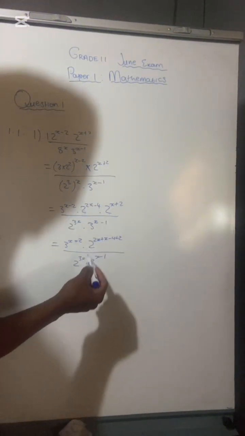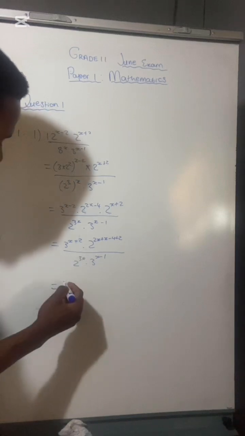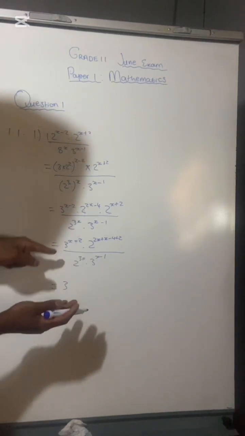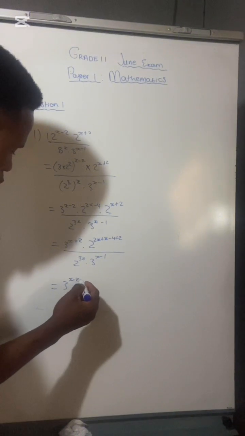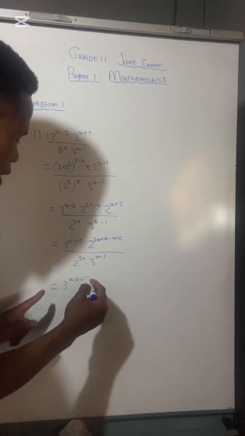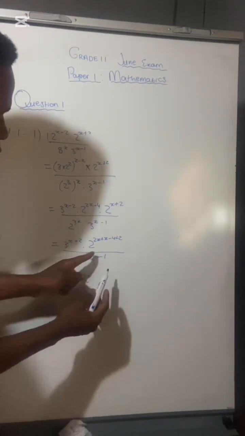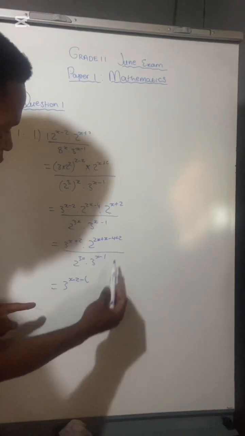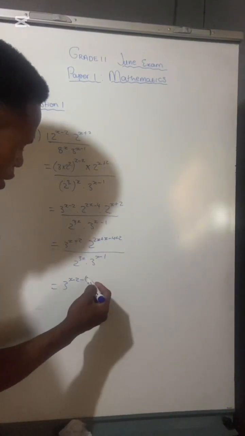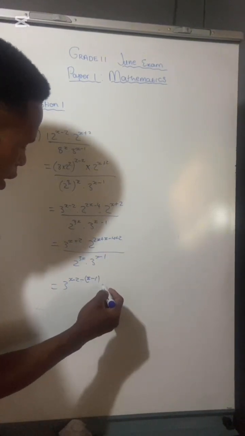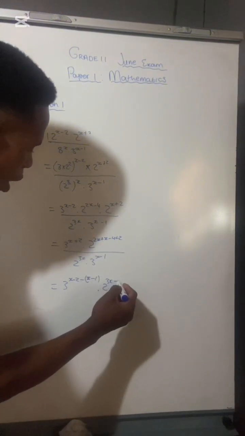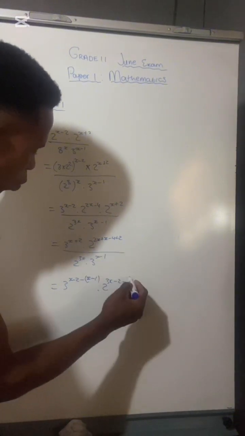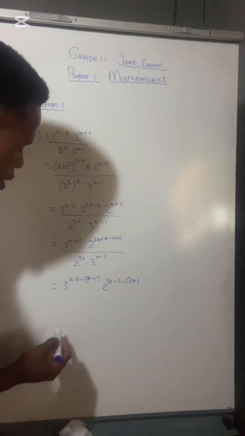So what is going to happen? When we divide the same base, we subtract the exponents. So it's going to be 3 to the power of x minus 2 minus. It is very important to make brackets so that this negative affects everything inside the bracket. So this is x minus 1, and 2 to the power of 3x minus 2 minus 3x.